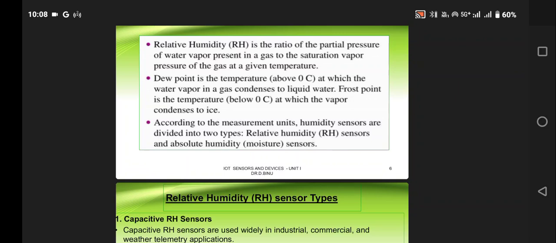The definition of relative humidity is the ratio of partial pressure of water vapor present in a gas to the saturation vapor pressure of a gas at a given temperature. Dew point is the temperature at which the water vapor in a gas condenses to liquid water. Frost point is the temperature at which vapor condenses to ice. According to measurement units, humidity sensors are divided into two types: relative humidity sensors and absolute humidity sensors.